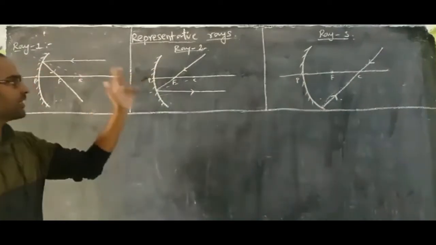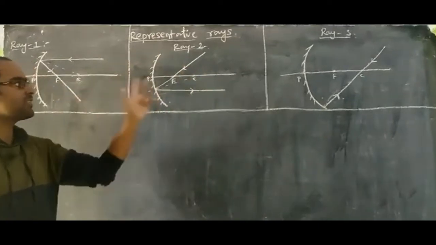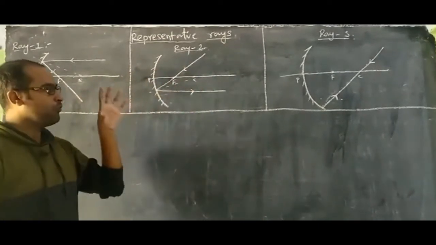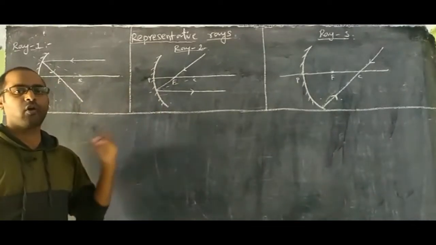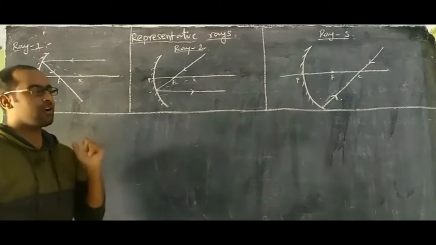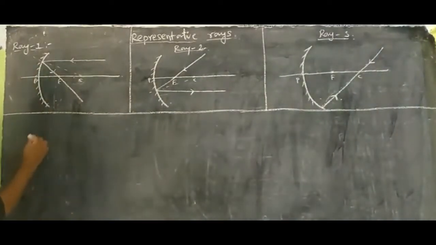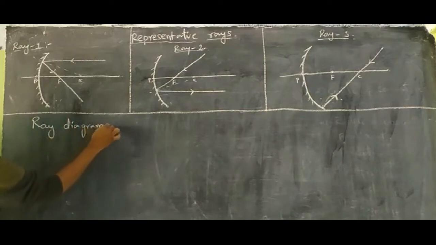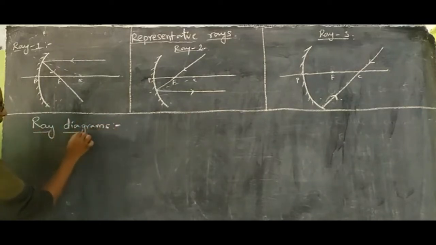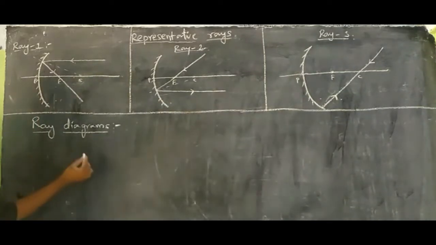So these are the three representative rays, and these three rays are used to construct the ray diagrams of concave mirror. Okay, let us see the ray diagrams in case of concave mirrors.